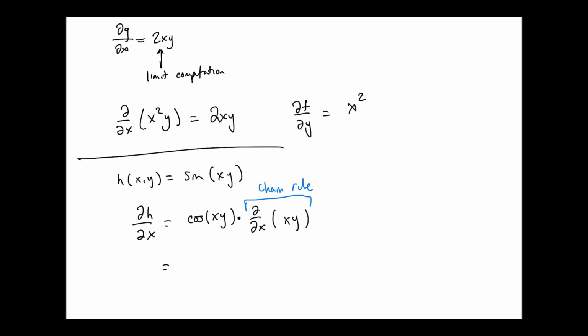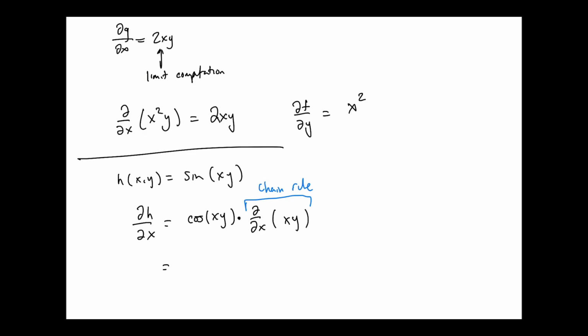All right, so the chain rule says we need to multiply by the derivative of the inside. Now we need to figure out what that is. When I do this, what is the derivative of xy with respect to x? It's just y.